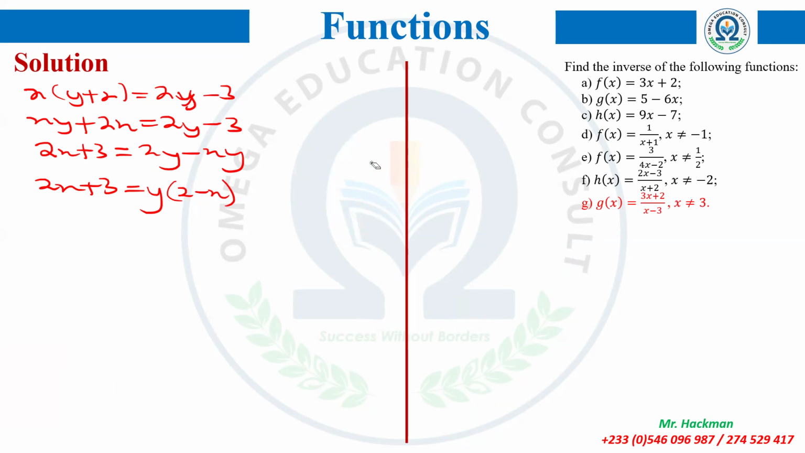So now we are in a comfortable lead. So we know what to divide both sides by. So you write it again, then you divide. So you get 2x plus 3 over 2 minus x is equal to y into 2 minus x over 2 minus x.